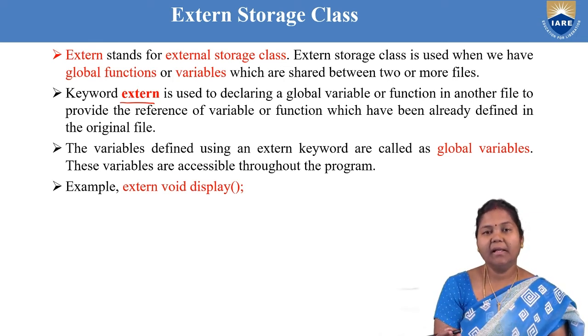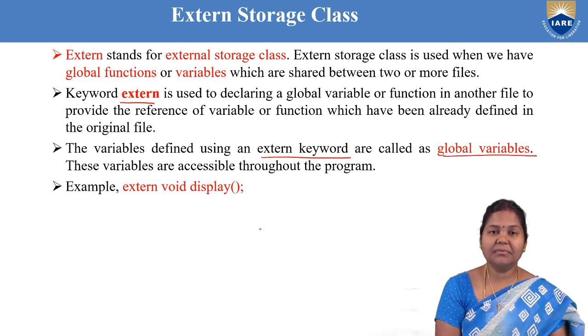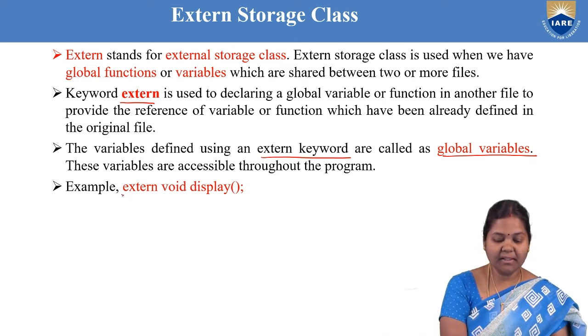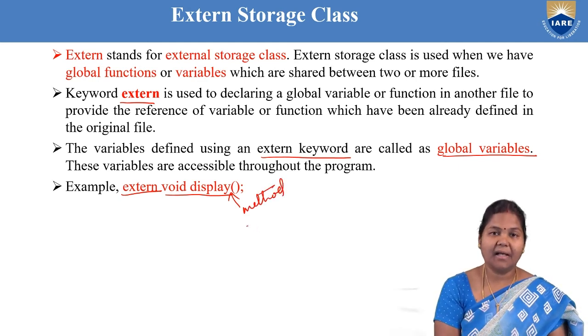So inter-function communication or inter-file communication can take place if a variable is declared to be of external type. The variables defined using extern keyword are called global variables, and these variables are accessible throughout the program. For example, how to declare extern void display. So here display is a method. This method or function, if it is external type, then you can use this function in other files also.